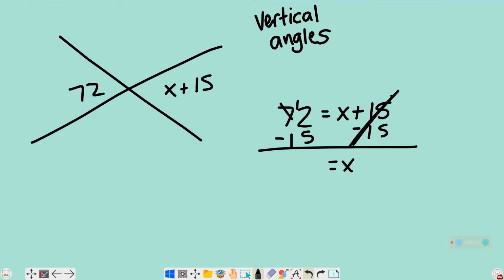You can borrow. That turns into a 6. 12 minus 5 is 7. 6 minus 1 is 5. So x is 57.